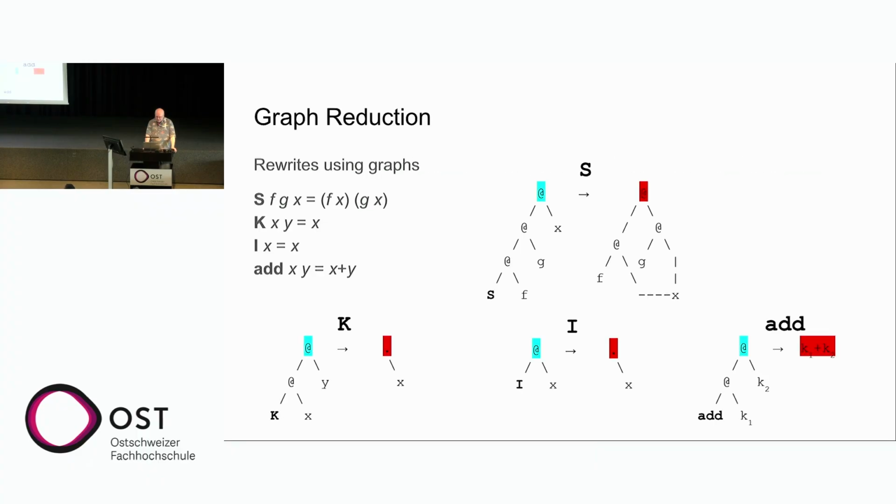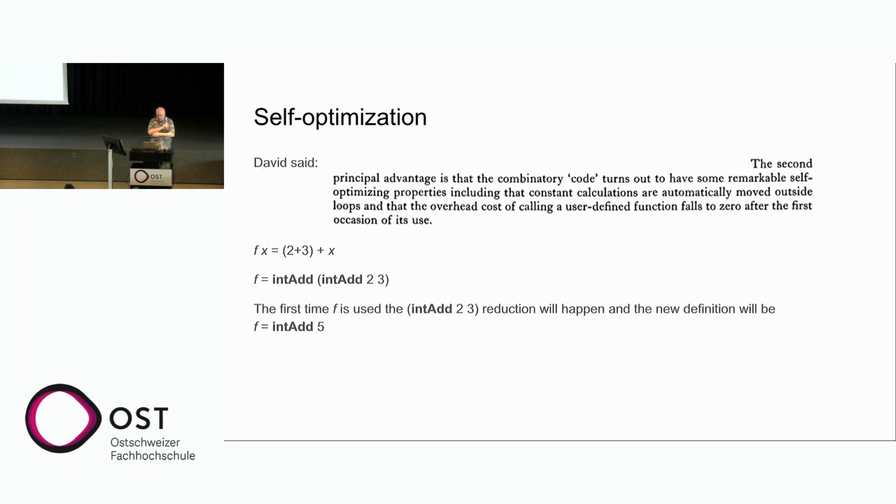I will skip graph reduction. I will mention something nice that David Turner already observed, what he calls self-optimizing properties. If you take some function like 2 plus 3 plus x, and you turn that into combinators, you might get something like this: int add, and then int add 2 plus 3. The first time you run this function, the int add 2 and 3 will get reduced to 5. And that will remain reduced to 5. You will never do that again because it didn't depend on the argument.